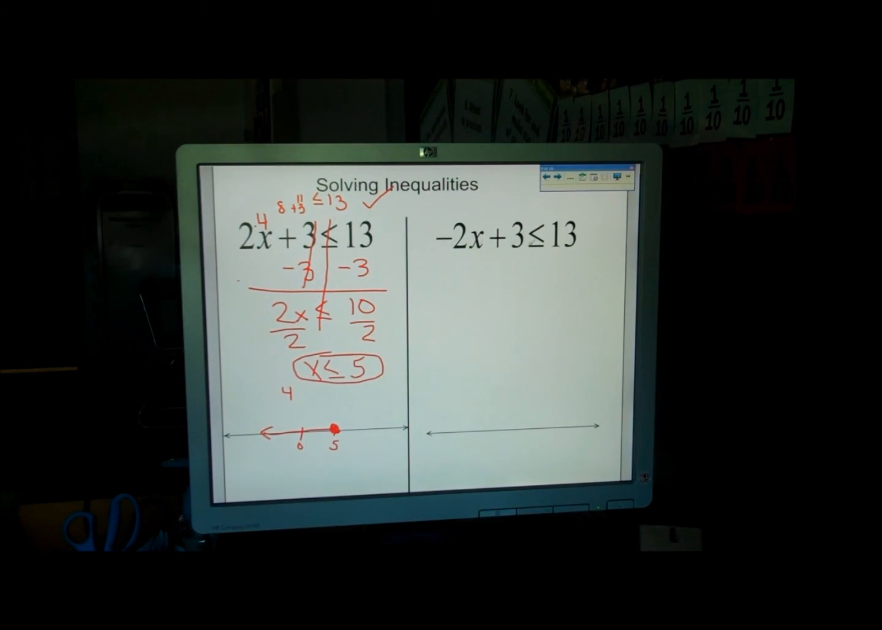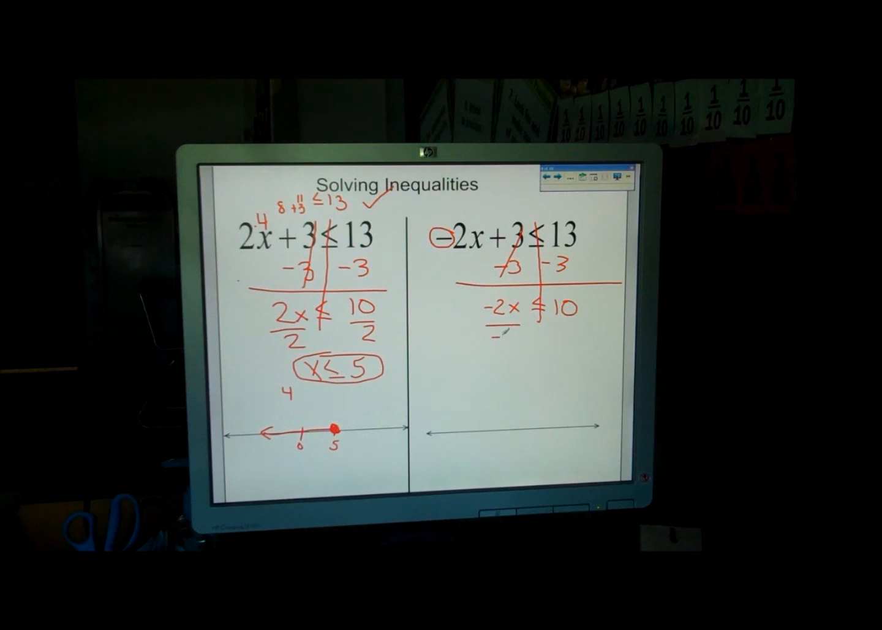Now, these two look to be very similar, but they are different. One thing makes them different, and that's this negative sign right here. And I want to show you what happens when you multiply or divide by a negative. Do the same thing. Get rid of the constant. Negative 3 on both sides. That cancels. Negative 2x less than or equal to 10.